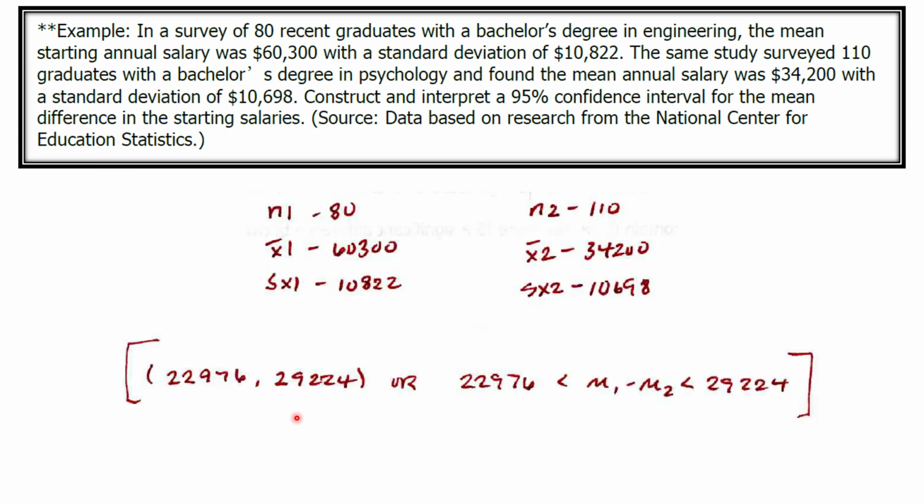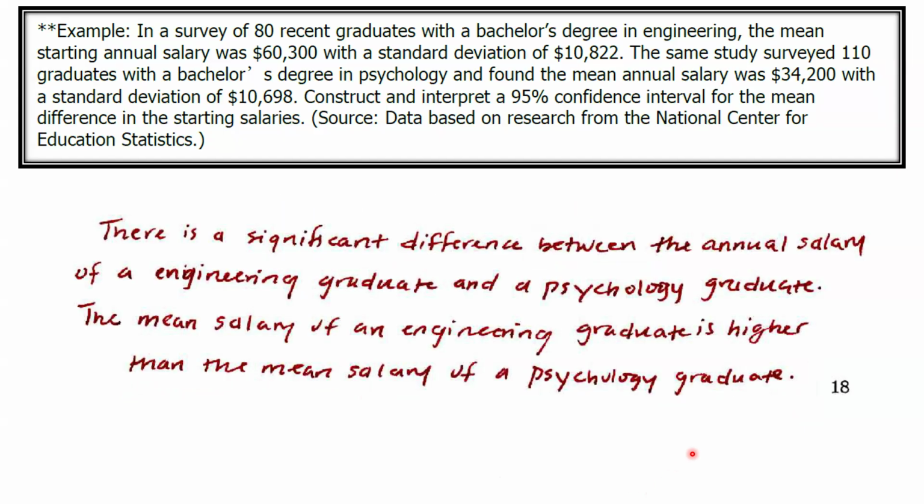And we would get 22,976 and 29,224. Okay. So to interpret this, we would say that there is a significant difference between the annual salary of an engineering graduate and a psychology graduate. The mean salary of an engineering graduate is higher than the mean salary of a psychology graduate.